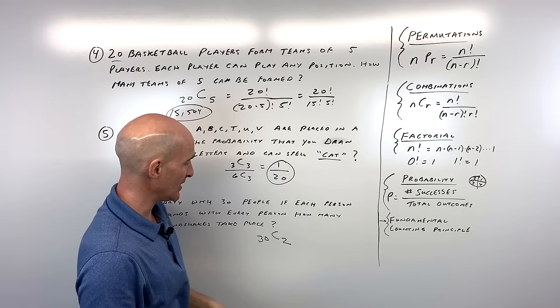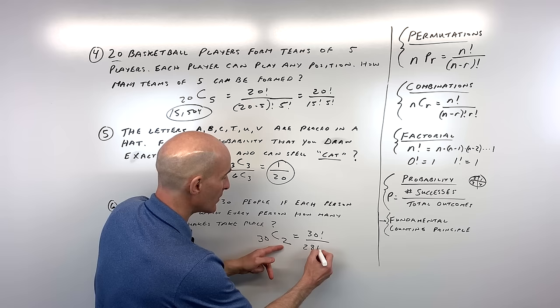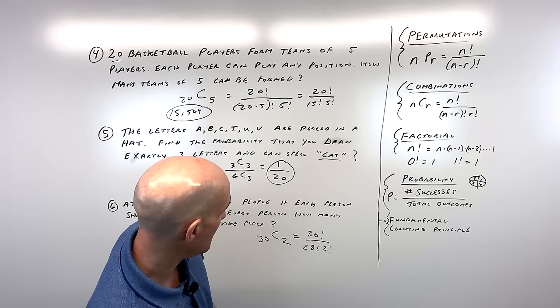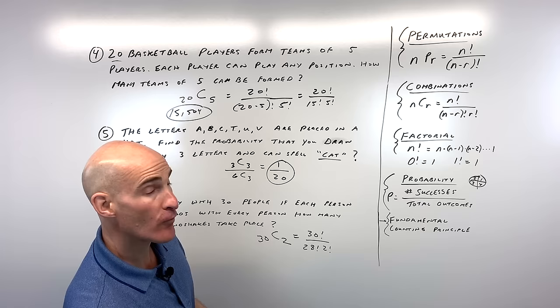And 30C2 is going to be 30 factorial over 30 minus 2, which is 28 factorial, times 2 factorial. So let's go ahead and do that on the calculator. That's, let's see, 30 math, C2. All right, so that's 435 handshakes.